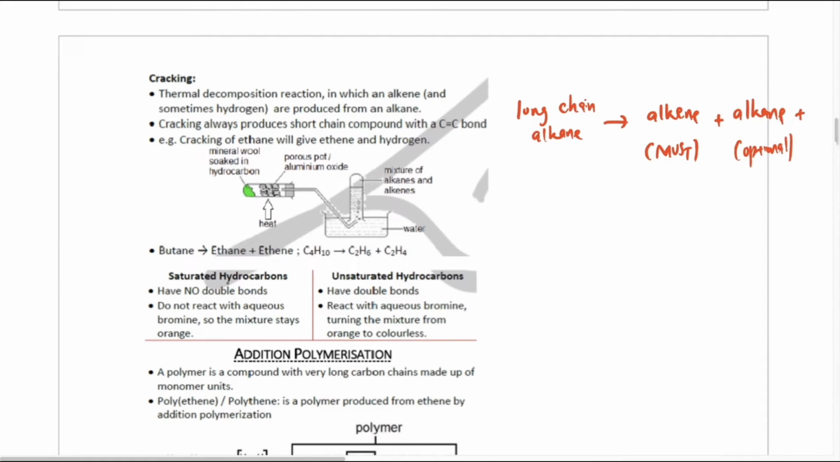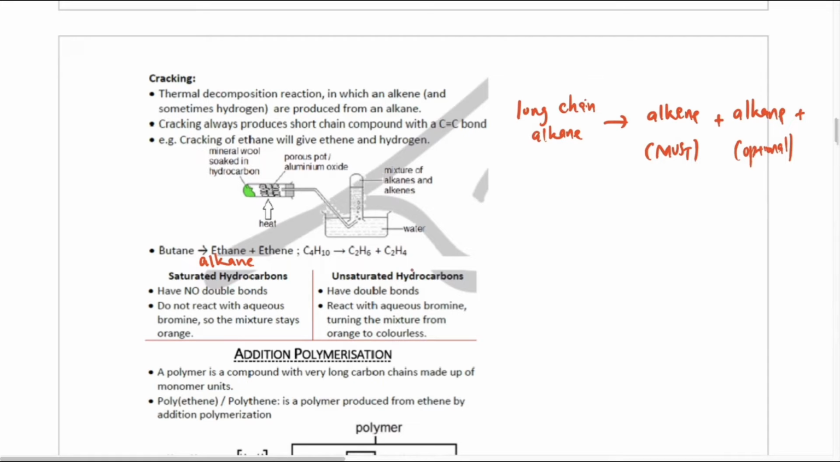Saturated hydrocarbons have no double bond. So this is alkane. They do not react with aqueous bromine. So the mixture stays orange. That means you add aqueous bromine. Aqueous bromine is an orange colored liquid. You add it, no reaction. The orange color remains. That means the bromine remains there.